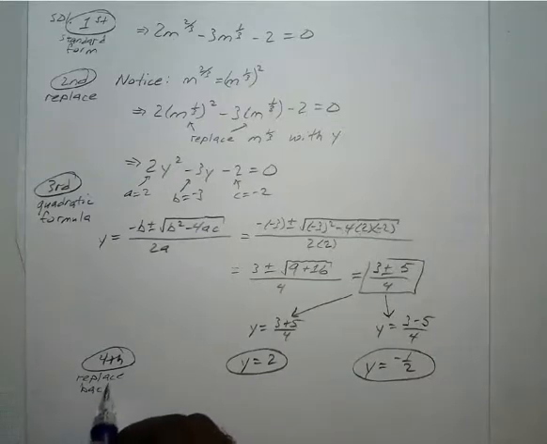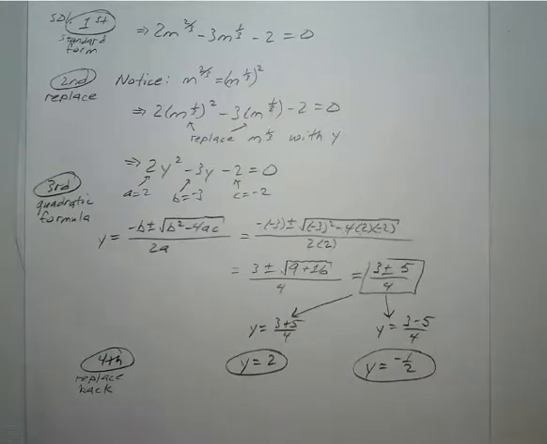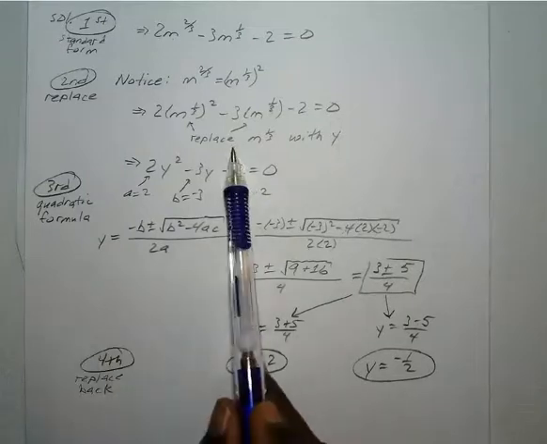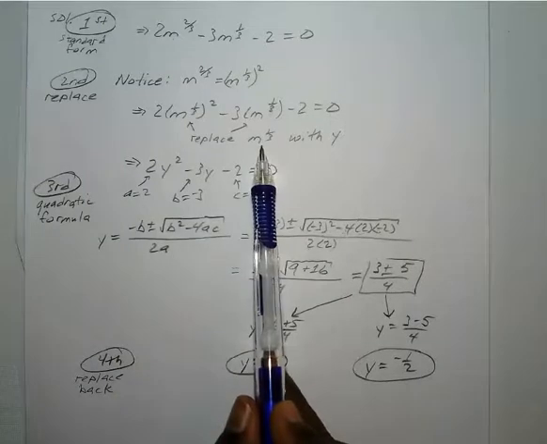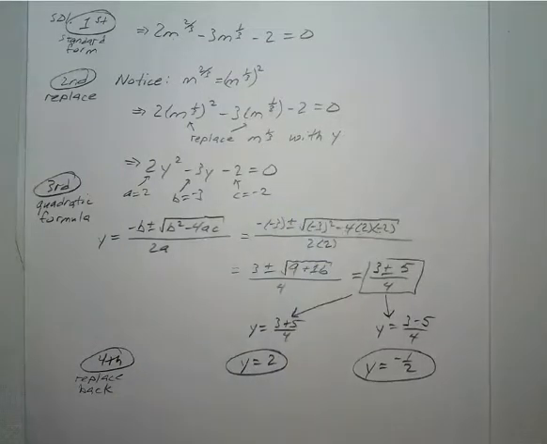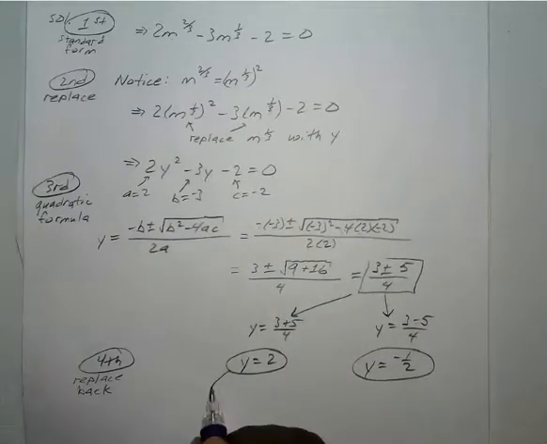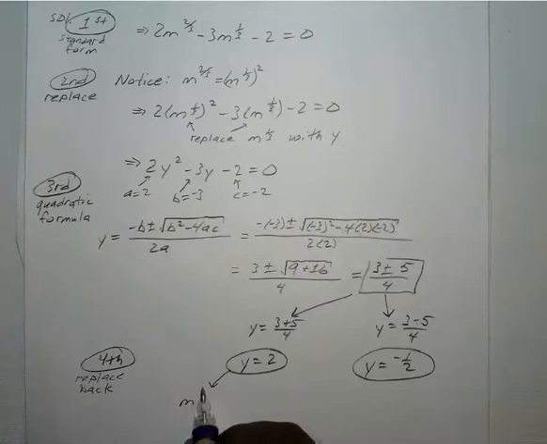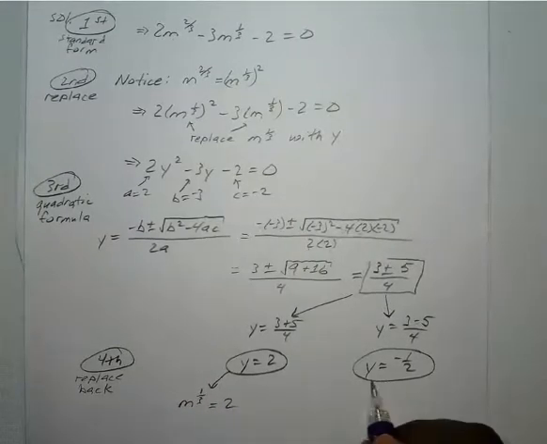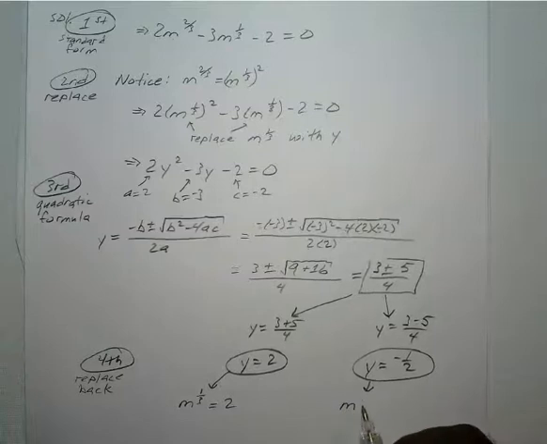Where we replace from step 2. Since we replaced m to the 1/3 power with y, we're going to replace y with m to the 1/3 power. So we have m to the 1/3 power equals 2, and for this one, we have m to the 1/3 power equals negative 1/2.